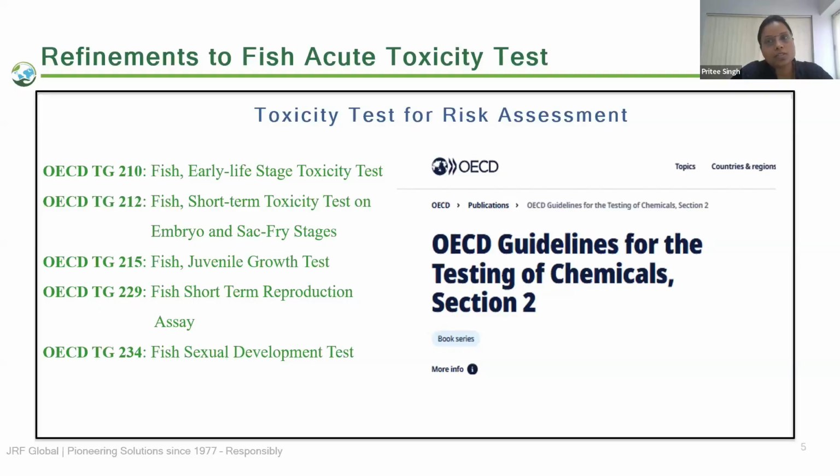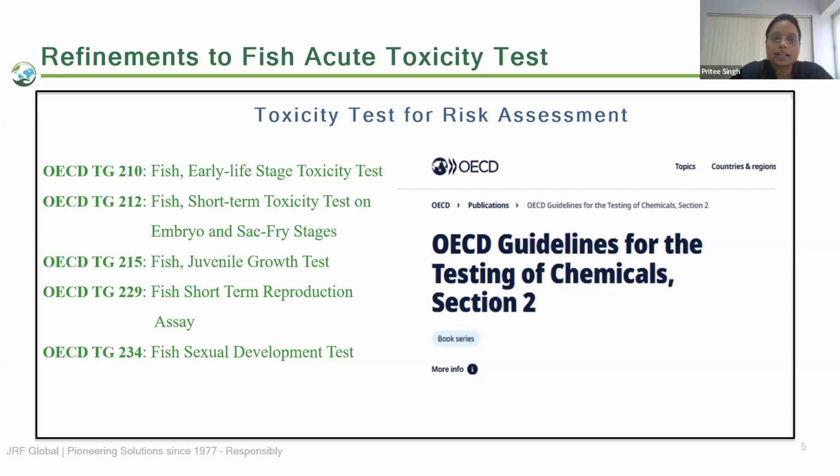As we all know, the juvenile stage is a period where growth and development of an organism occur. So here the fish are exposed at the juvenile stage of their development, and the toxicity is assessed based on parameters like their growth rate and body weight.